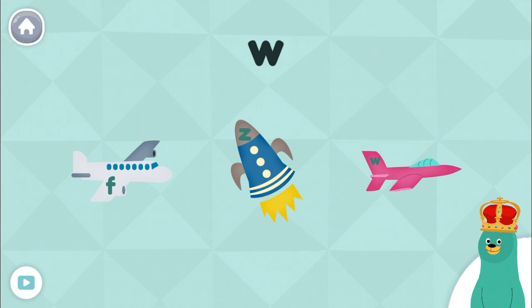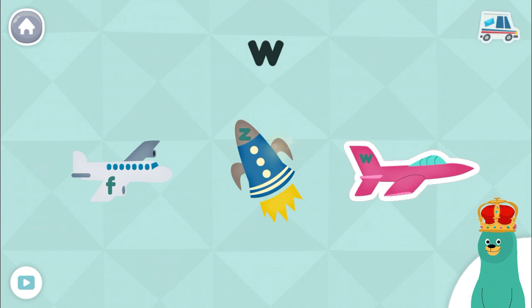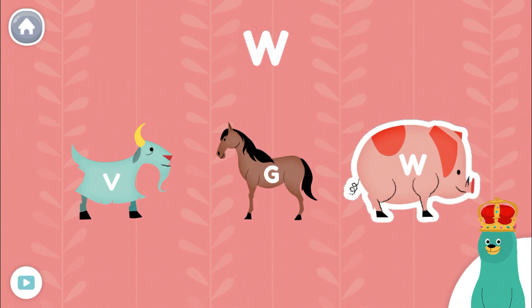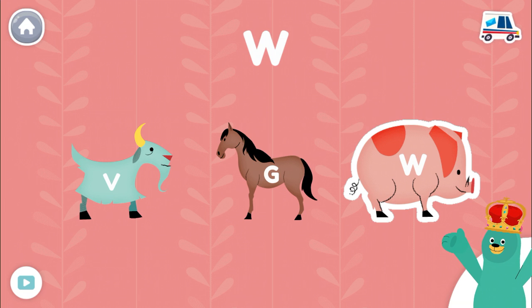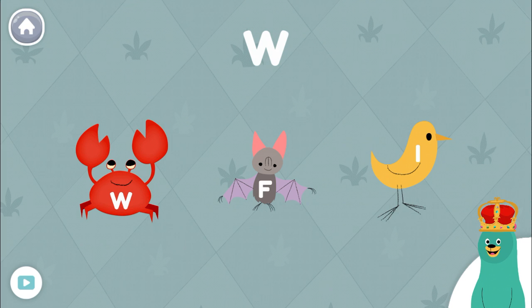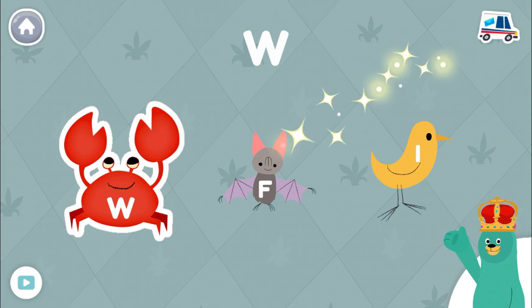Which one has the letter W? Tap it. W. Good work! Which one has the letter W? Tap it. W. Great! Which one has the letter W? Tap it. W. Great job!